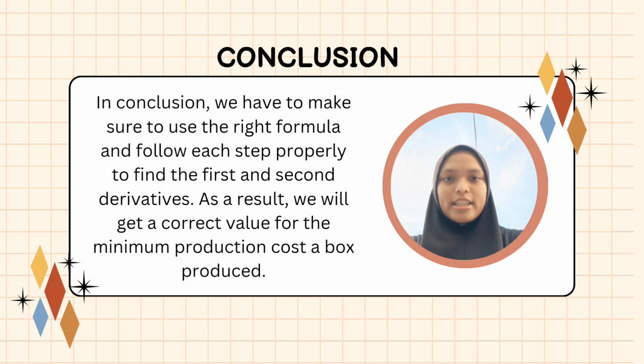In conclusion, we have to make sure to use the right formula and follow each step properly to find the first and second derivatives. As a result, we will get the correct value for the minimum production cost of a box produced.